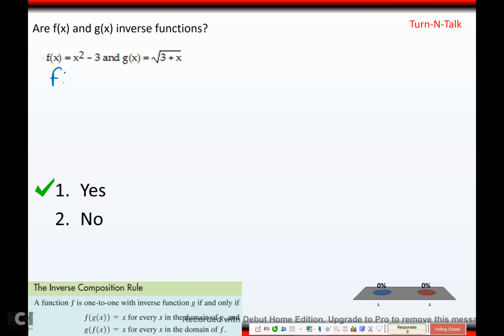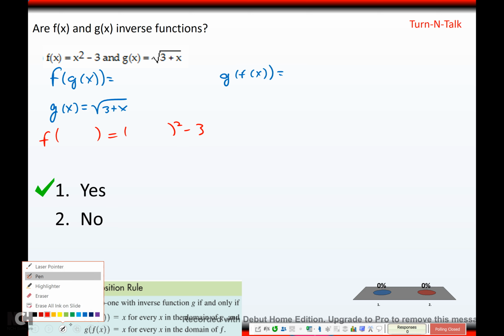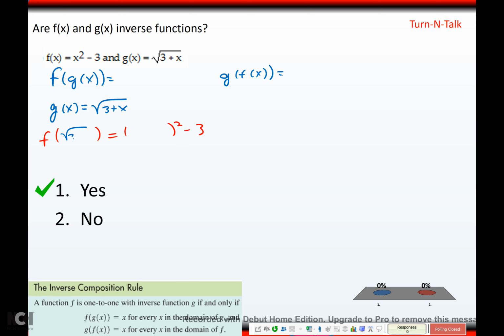Alright, in order for them to be inverses, I have to find f of g of x and g of f of x. And to do this one, we're starting with g first, which is the square root of 3 plus x. And we're taking it to f, which says square what you brought and subtract 3. I brought the square root of 3 plus x. The square kills the square root. I get 3 plus x minus 3. The 3's cancel, and I get the identity.